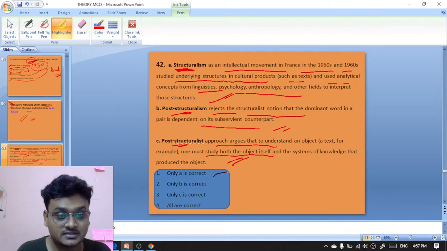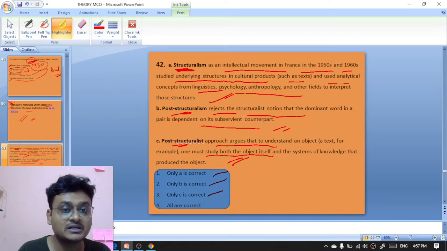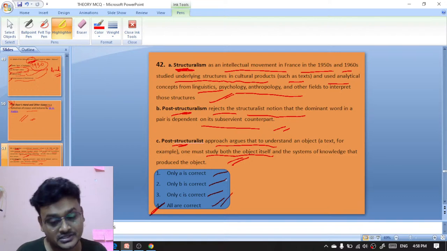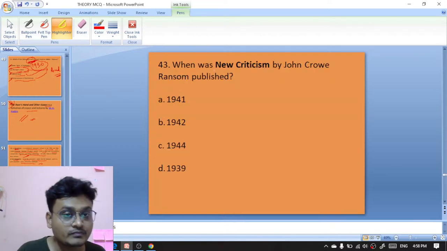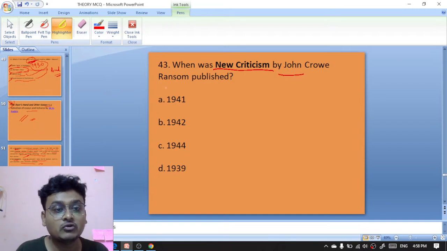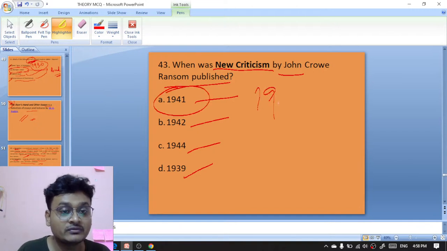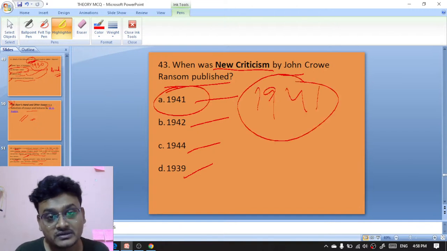Only A is correct, only B is correct, only C is correct. As you know, these three options are right here, so all are correct. Option 4 is the right option here, all are correct. When was New Criticism by John Crowe Ransom published? 1941, 42, 44, 49. So 1941. In the year 1941, New Criticism was published by John Crowe Ransom.